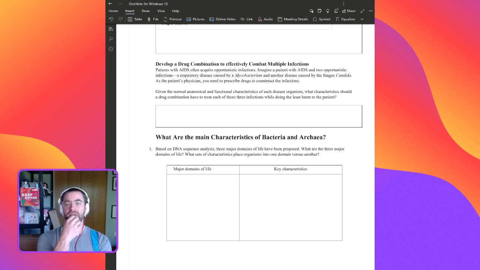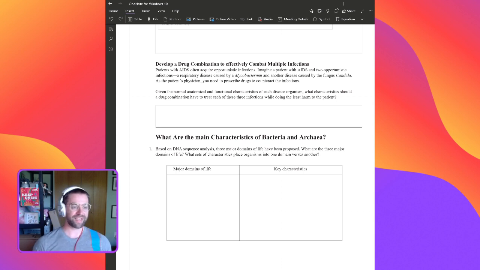All right. So let's develop a drug combination to effectively combat multiple infections. Patients with AIDS often acquire opportunistic infections. Opportunistic meaning the immune system was suppressed by the initial infection and then something else took hold. Imagine a patient with AIDS and 2 opportunistic infections, a respiratory disease caused by Mycobacterium and another disease caused by the fungus Candida. As the patient's physician, you need to prescribe drugs to counteract the infections.